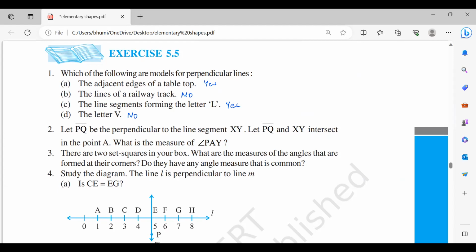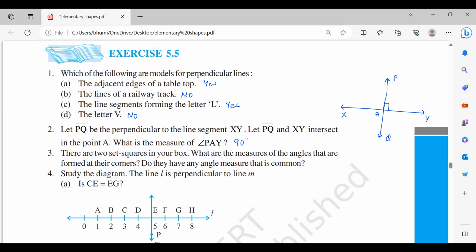Let PQ be the perpendicular to the line segment XY. Let PQ and XY intersect at the point A. Okay, this is going further down. It is intersecting at A. What is the measure of angle PAY? 90 degree only.